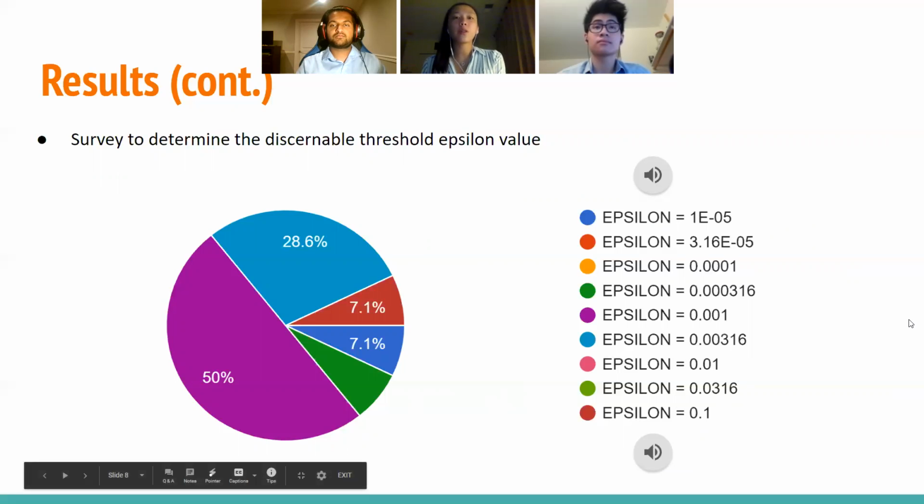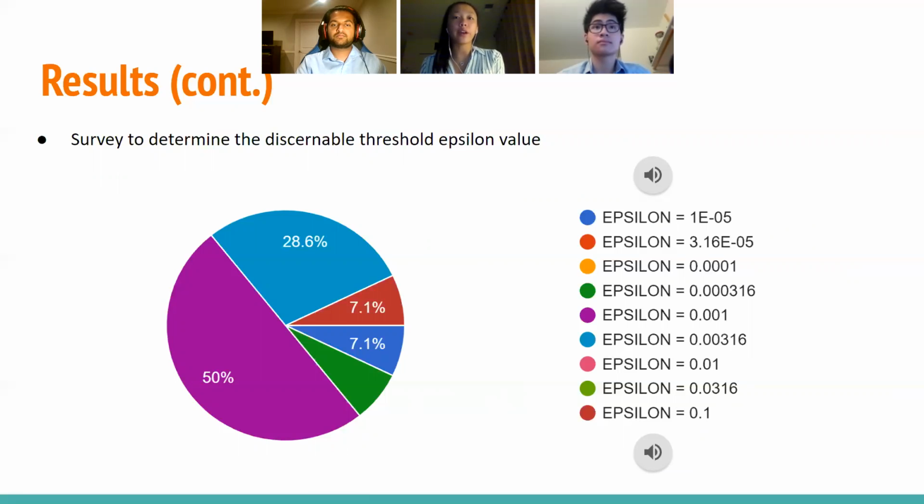In order to determine the threshold at which noise levels could first be detected, we conducted a survey, which allowed us to get a more subjective view of our data. We uploaded 9 different adversarial samples onto our website, each corresponding to a different epsilon value, and then asked people to listen and vote on which epsilon they could first hear the noise in our sample. You can see from this pie chart that the earliest detection was at an epsilon value of 0.000316, which corresponds to a model accuracy of about 30%.